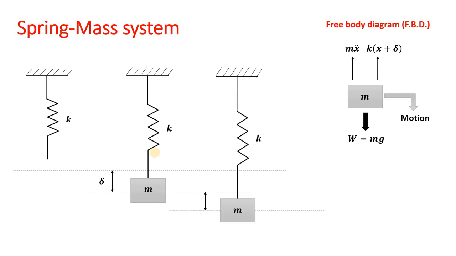Now, if this particular mass is displaced in the downward direction by an amount of x, then what will happen, and how to find out the equation of motion for this, and from the equation of motion how to find out the frequency of oscillation or frequency of vibration of this simple spring mass system, that we can easily calculate. So let us start with this particular figure.